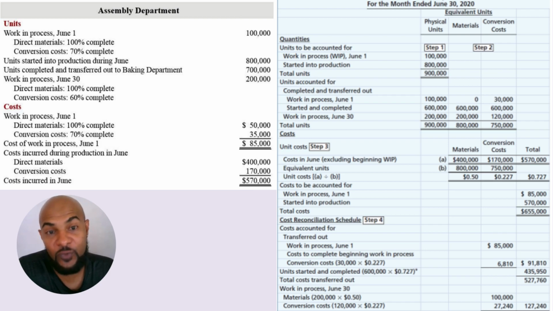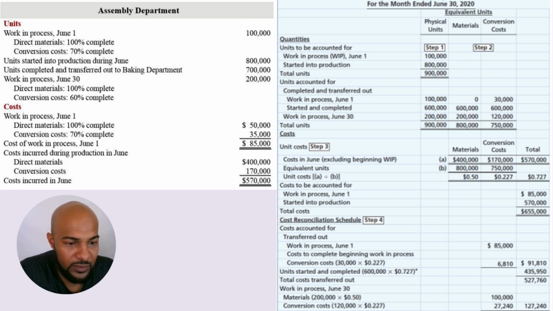Now we're going to do our step four, which is our cost reconciliation. We want to show that the goods that were transferred out and what remain balances back with our cost, right? So costs are accounted for now. We have transferred out, right? Work in process 85,000. We know where we got that from. Our conversion cost is what's happening in this period, which is 30,000 equivalent units, right? 30,000 equivalent units by our unit cost for conversion cost 0.227, right? That's going to give us 6,810, right? We could add that up. That's going to give us 91,810.